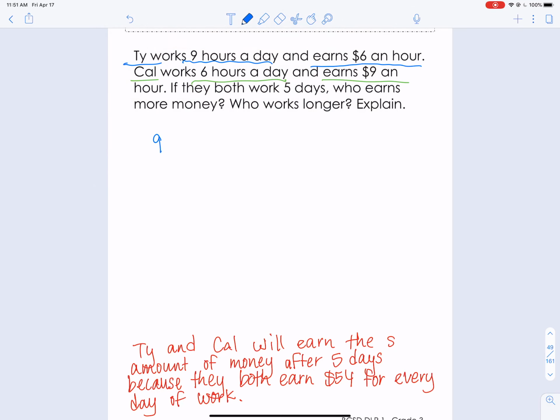So 9 for day 1, I'm going to do some repeated addition. 2, 3, 4, 5. So day 1, day 2, day 3, day 4, day 5. Okay, and I know that this is the same thing as 9 times 5, which equals 45 hours worked.